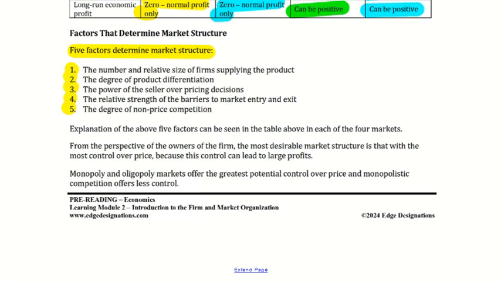From the perspective of the owners of the firm, the most desirable structure is the one where you have control over prices. Once you've got control over prices, that can lead to large profits. Which of these structures leads to the greatest amount of control over price? Monopoly and oligopoly. Generally, monopolistic competition offers less control over price.